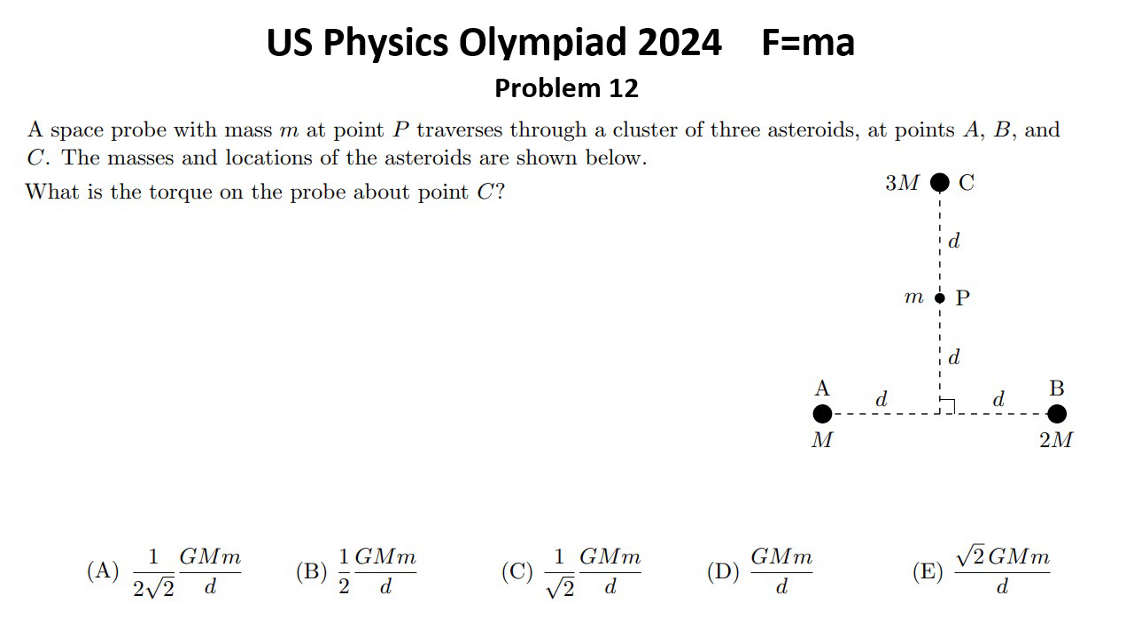Problem number 12. A space probe with mass m at point P traverses through a cluster of 3 asteroids at points A, B, and C. The masses and locations of the asteroids are shown below. What is the torque on the probe about point C?